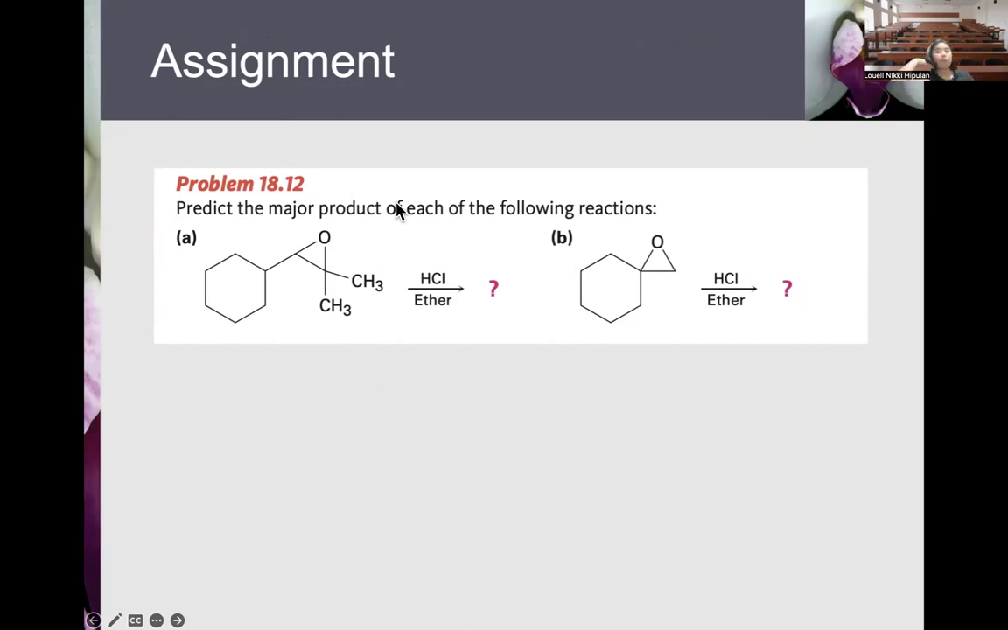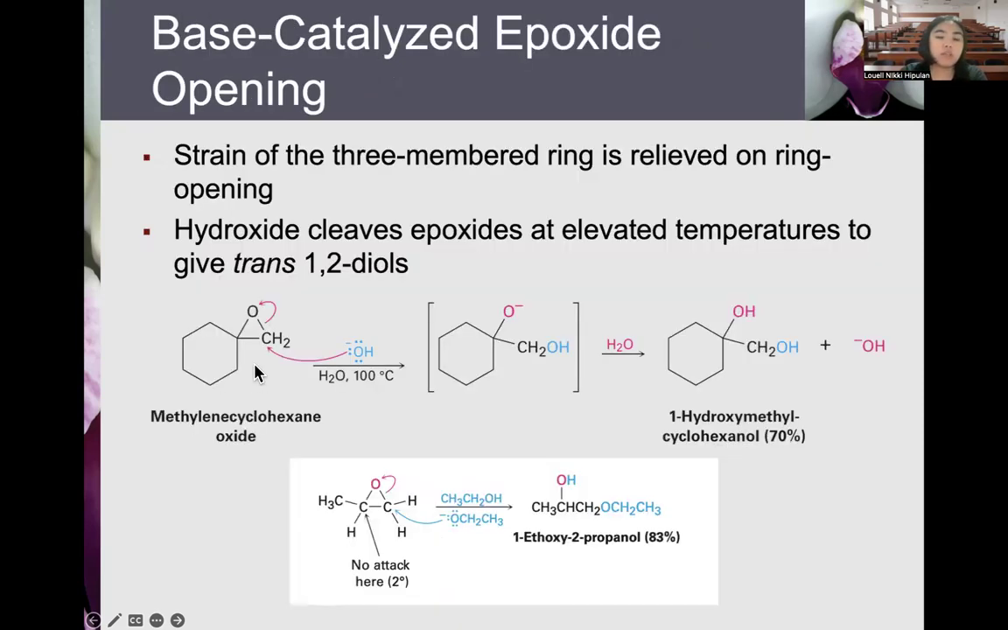Or your epoxy. What's the reaction of this? Epoxides. Let's proceed. This is a short discussion only.